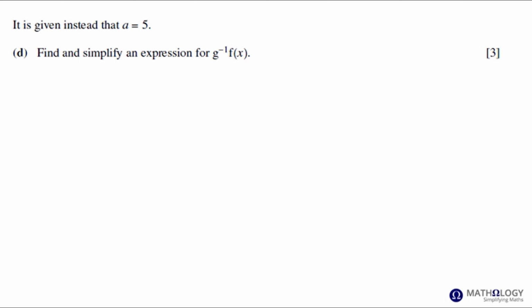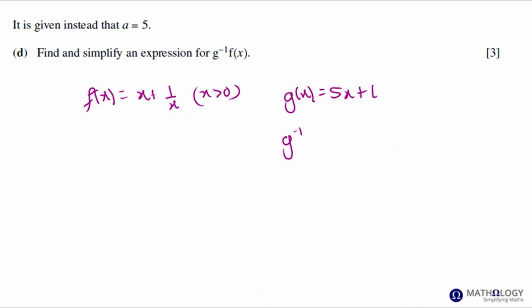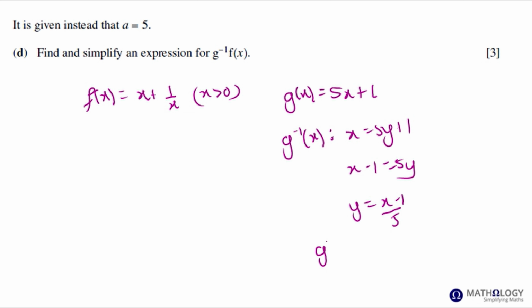It's given instead that a equals 5. Find and simplify an expression for g to the minus 1 f of x. Okay, so f of x is x plus 1 over x, x is greater than 0. g of x is ax plus 1, so it's going to be 5x plus 1. So the inverse of g will be x equals 5y plus 1, x minus 1 equals 5y, y is x minus 1 over 5.